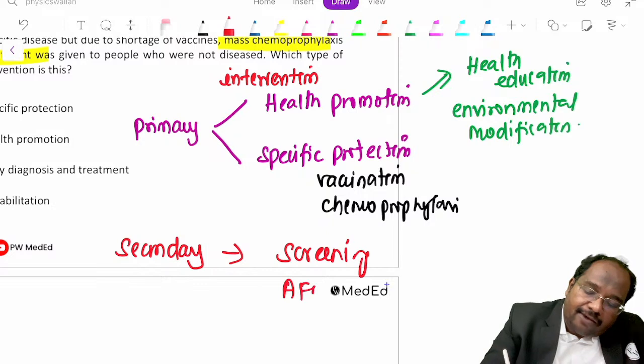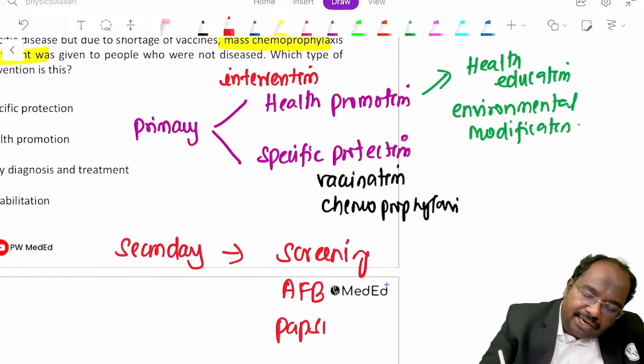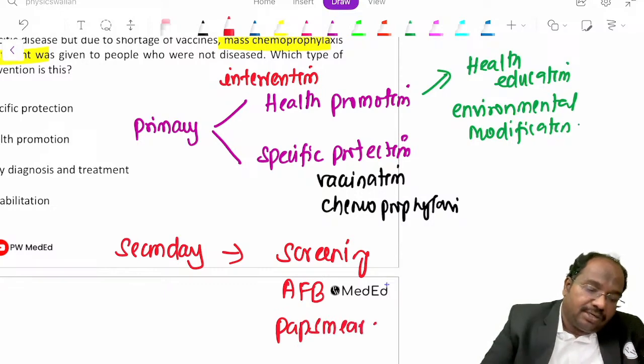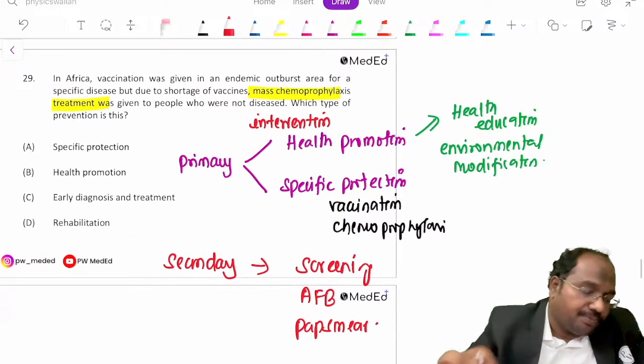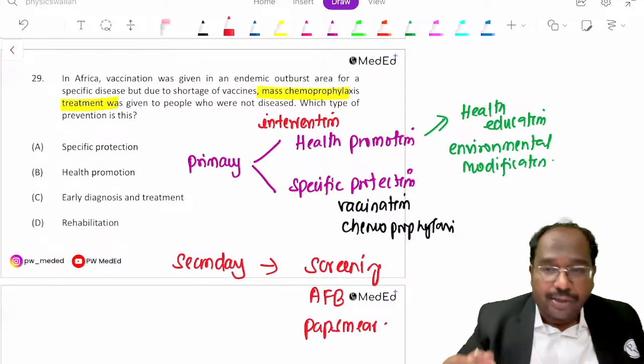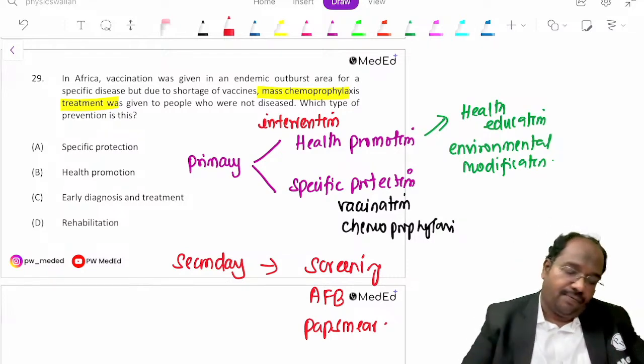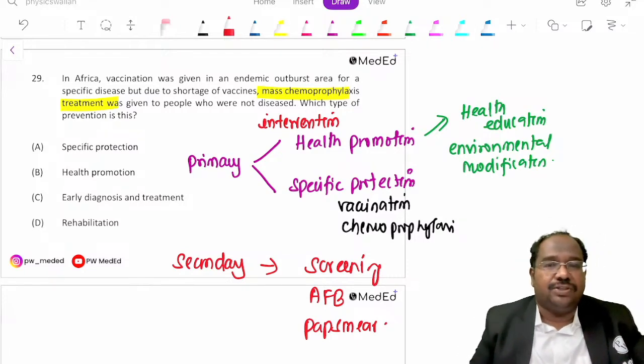Okay, AFB, acid fast bacilli, pap smear, any screening will come in secondary prevention. Okay, specific protection. Specifically, you are protecting against a particular condition. Okay, fine. Now, what is the answer for this question?